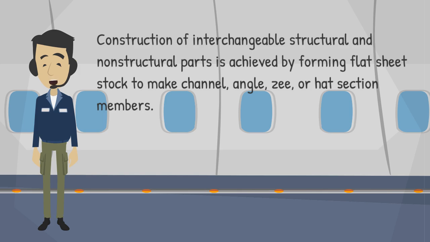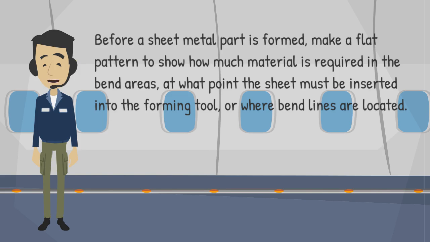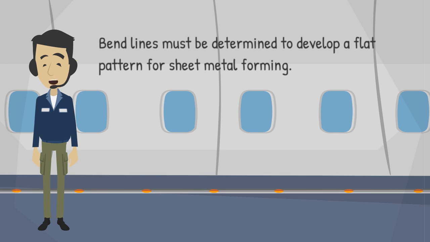Construction of interchangeable structural and non-structural parts is achieved by forming flat sheet stock to make channel, angle, Z, or hat section members. Before a sheet metal part is formed, make a flat pattern to show how much material is required in the bend areas, at what point the sheet must be inserted into the forming tool, or where bend lines are located. Bend lines must be determined to develop a flat pattern for sheet metal forming.